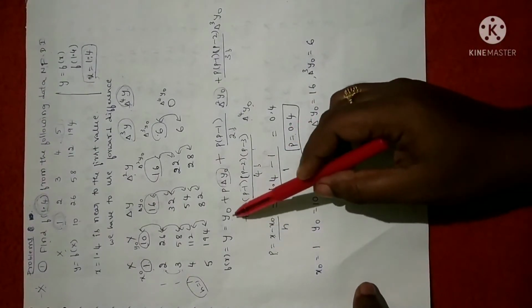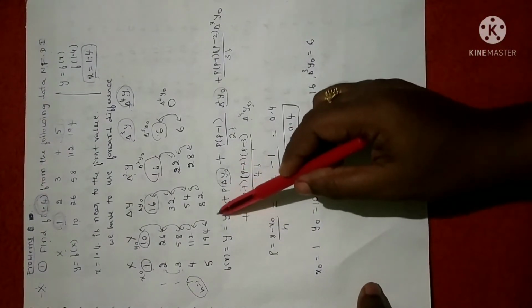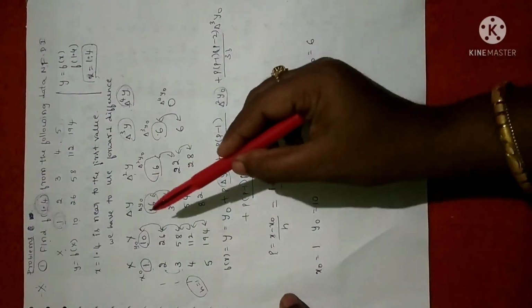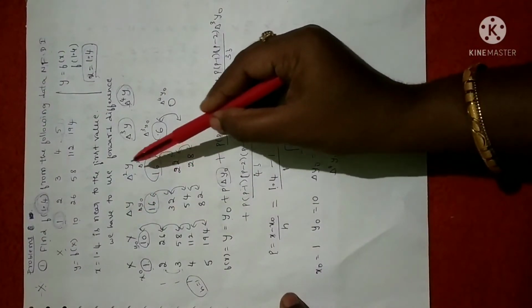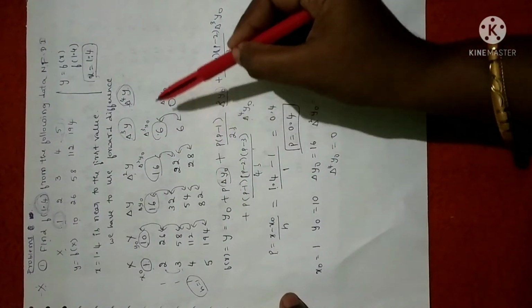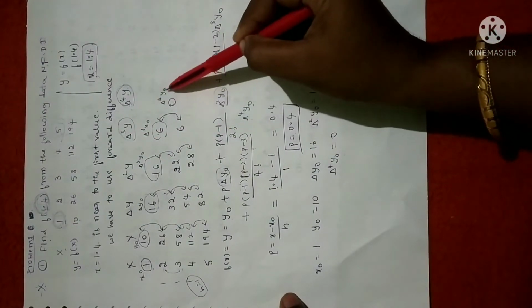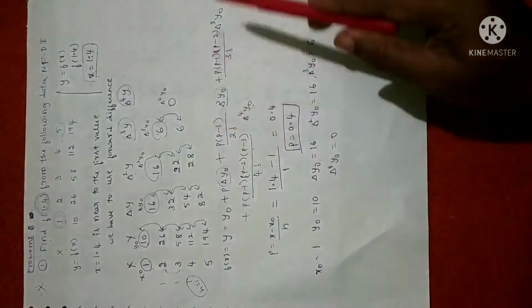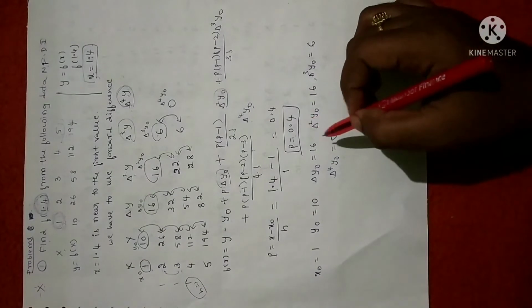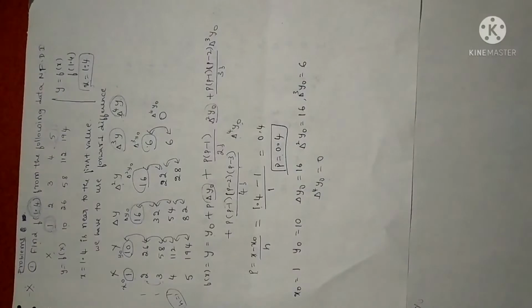After that make a list of all the values that you need to calculate. Y naught is the first value. Delta y naught is the first value in delta y. Delta square y naught is the first value in delta square y. Delta cube y naught is the first value in delta cube y. Delta power 4 of y naught will be the first value. All values will be first values. So you just make a list of that. Now the only thing is you need to substitute everything in the formula.